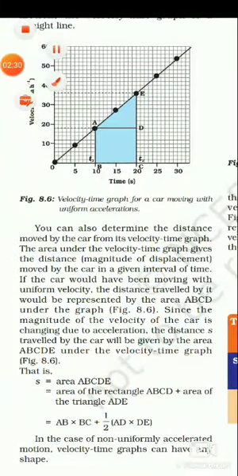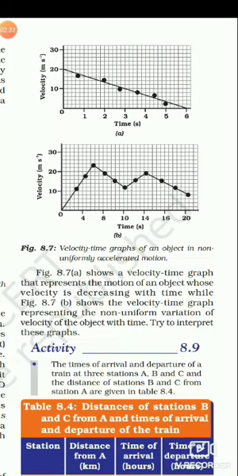So here is the velocity-time graph for a non-uniformly accelerated motion. Okay, so figure 8.7a shows the velocity-time graph that represents the motion of an object whose velocity is decreasing with time, while figure b shows the non-uniform variation of the velocity with time.